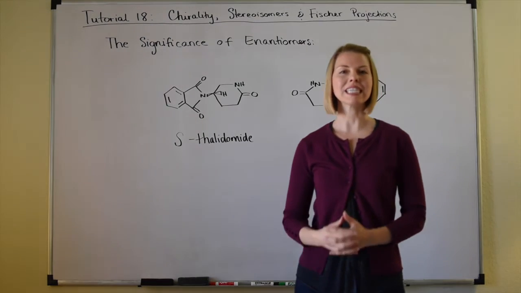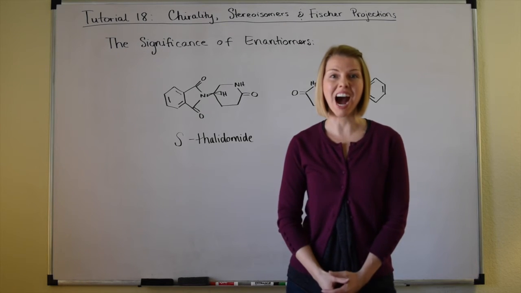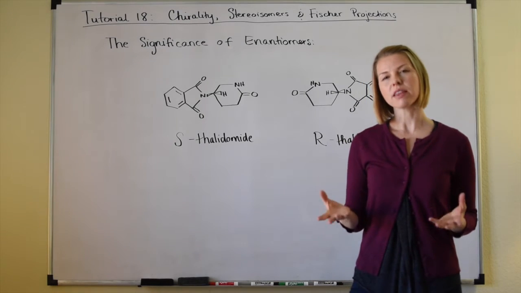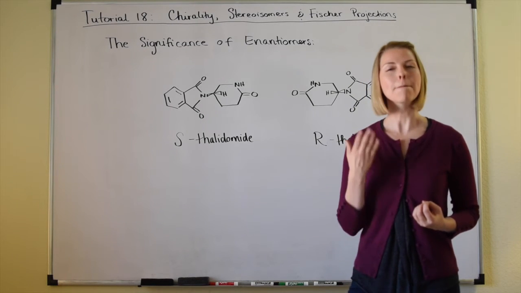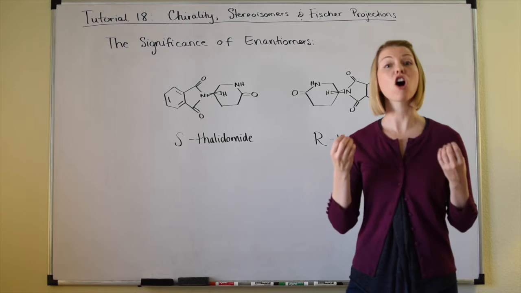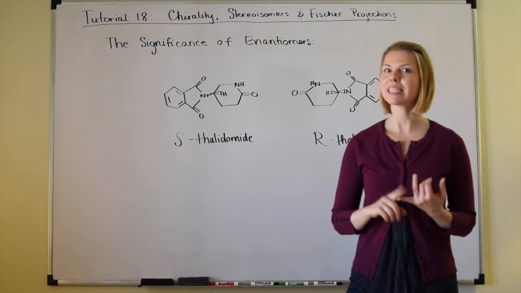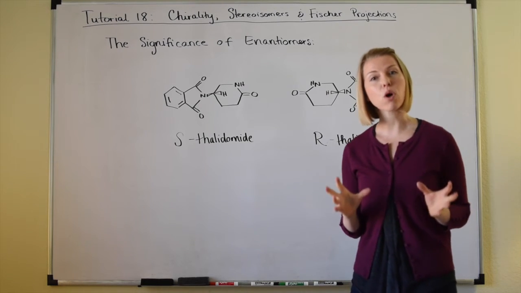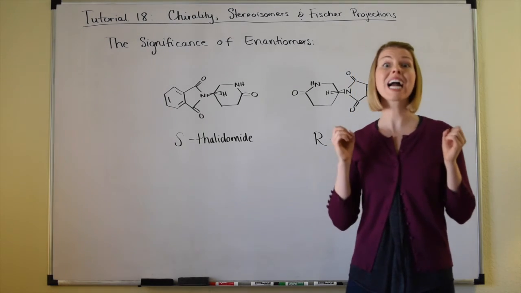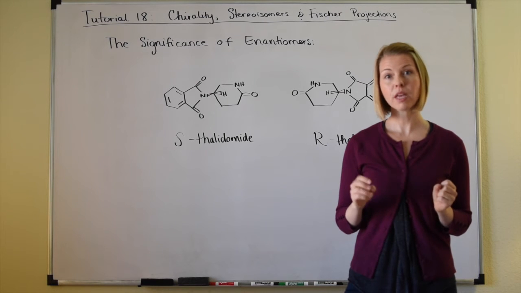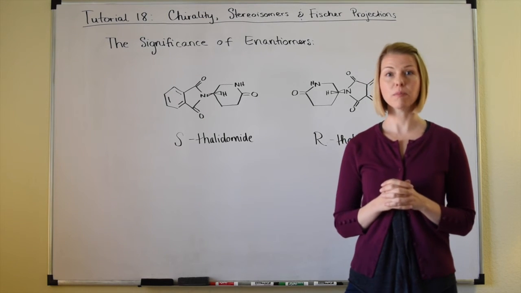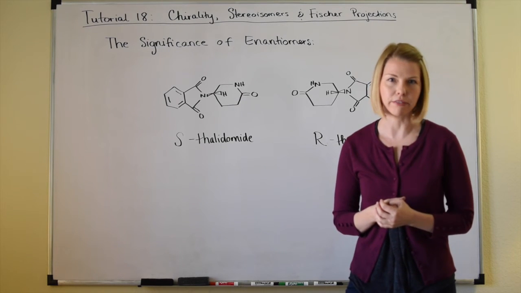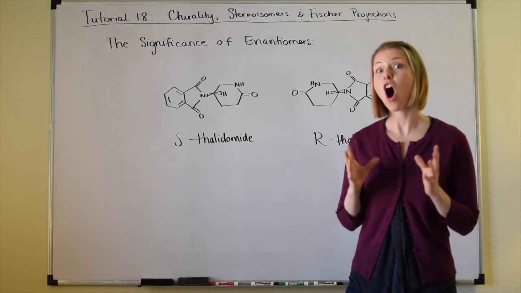Well, living organisms are composed of chiral compounds. So when you start thinking about the medications that you use, many of those active ingredients are chiral. Pesticides that we put on our food, food additives, many of those compounds are also chiral. One enantiomer may be beneficial, the other enantiomer may be ineffective, but it may even be harmful to you.